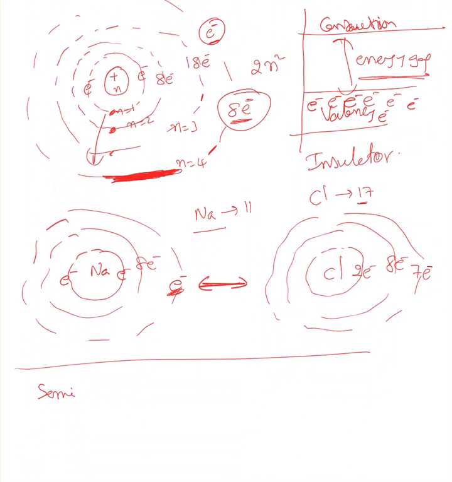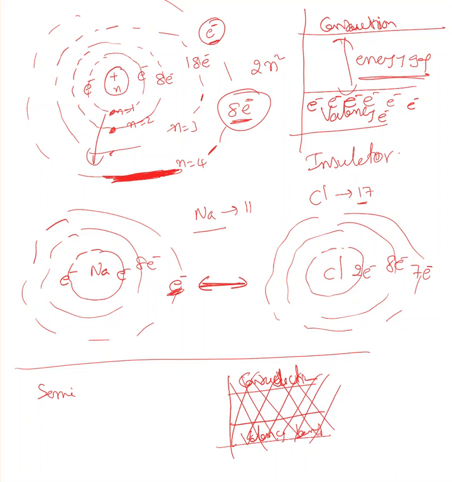When it comes to the conductor, here is my valency band and here is my conduction band. These two are kind of overlapped. There is no energy gap at all. So electrons can easily move from conduction band to valency band. That's why these are called conductors, because no external energy is needed to move the electron from one place to another.